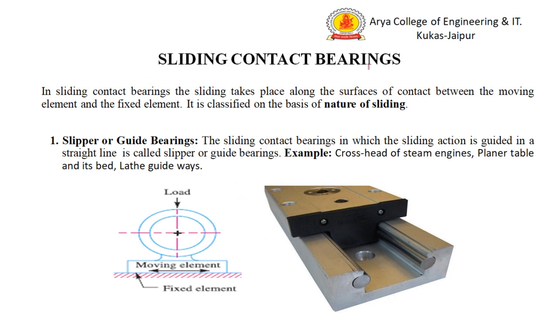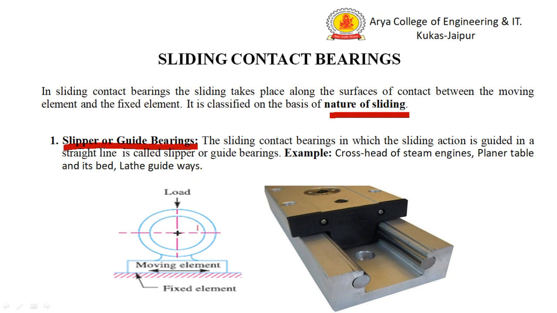So sliding contact bearing. As already discussed, in sliding contact bearing, the primary motion between the bearing and the moving element is sliding one. Sliding contact bearing can be further classified on the basis of the nature of the sliding. So first is the slipper or guide bearing. In this sliding contact bearing, the sliding takes place in a straight line.